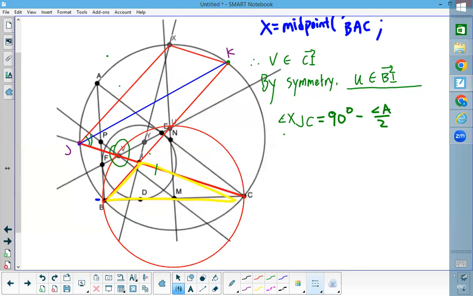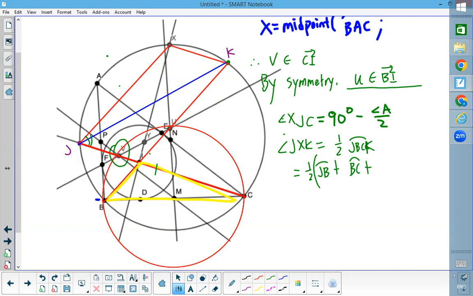Following the midpoint, we have the angle JXK. That is equal to 1/2 of the arc JBCK. What's that? Well, that's simply equal to 1/2 of the arc JB plus BC plus CK.